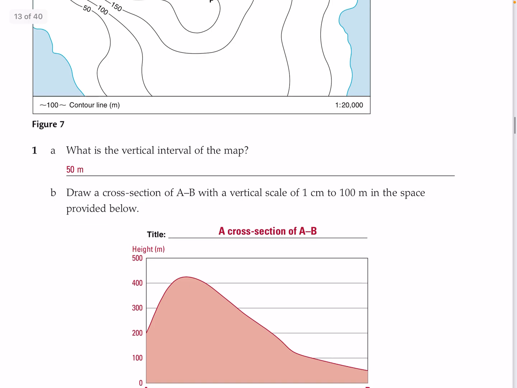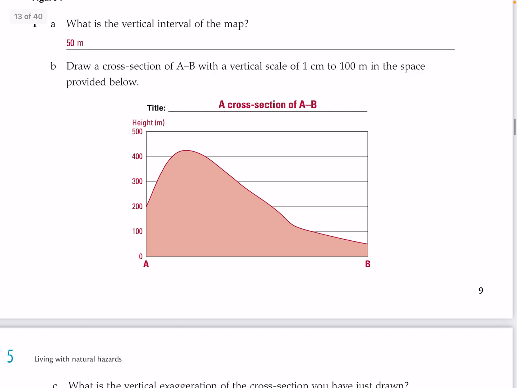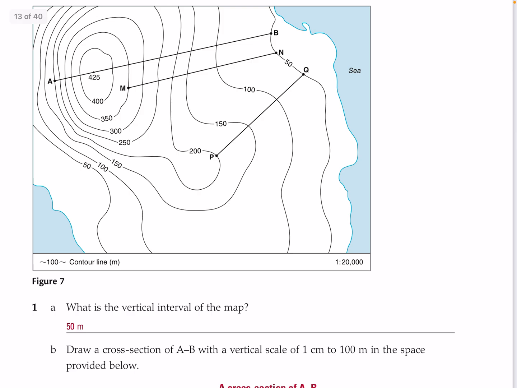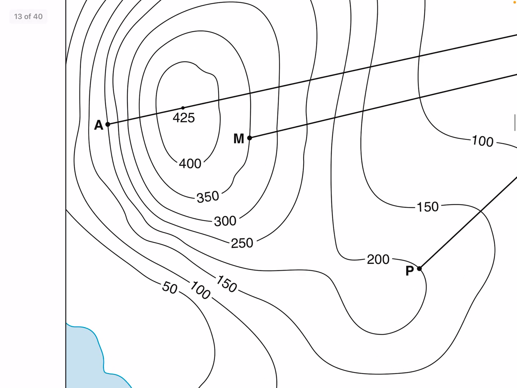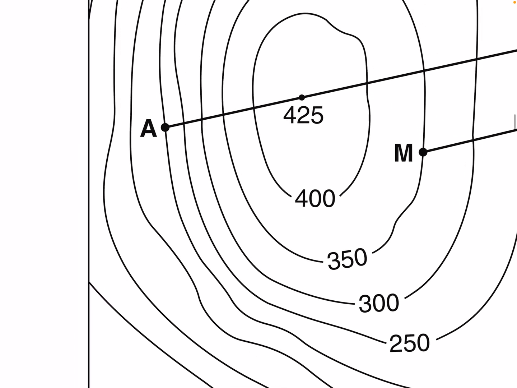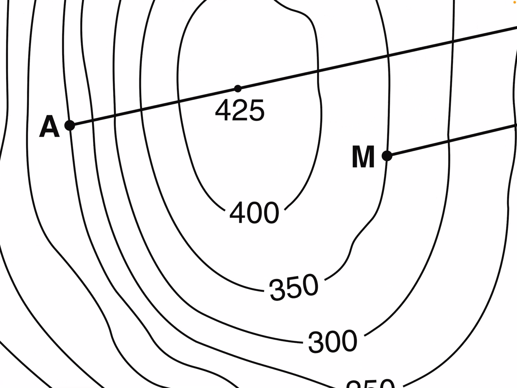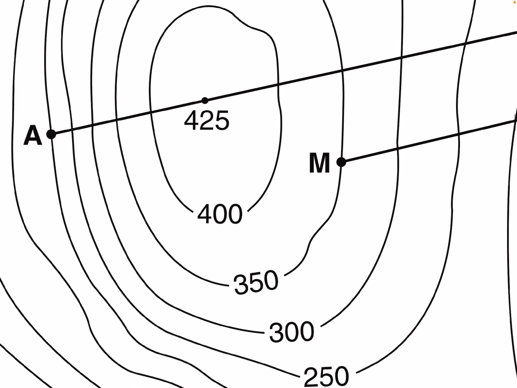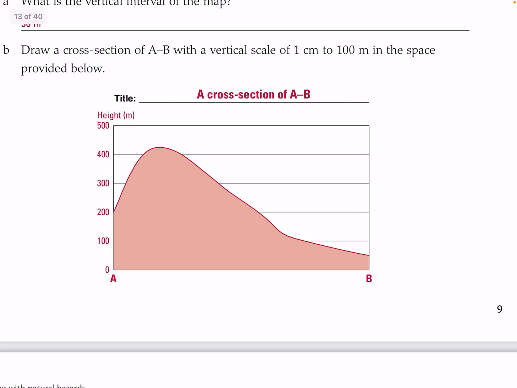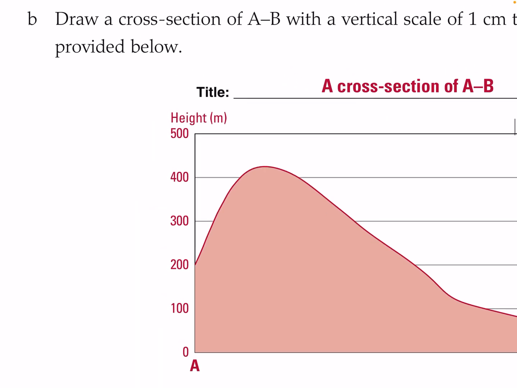What is the vertical interval of a map? 50 m. And then, how to draw a cross section? You can see right here, and then you can mark from here. Start with A, because A is at 250, isn't it? Or 200. Then join the points together, and then 250, 300, 350, 400, and so on. So accordingly, you are going to draw a similar thing like this. Remember to mark A and B, and also specify the height.